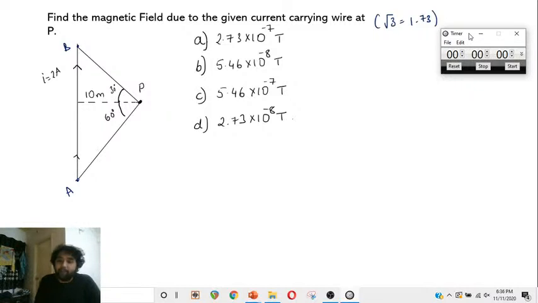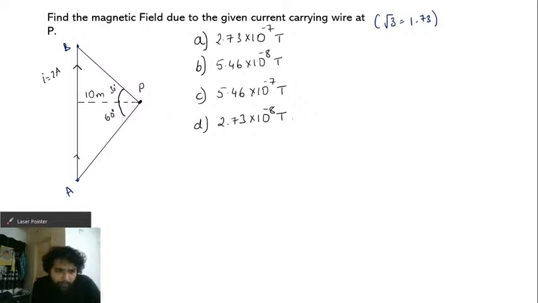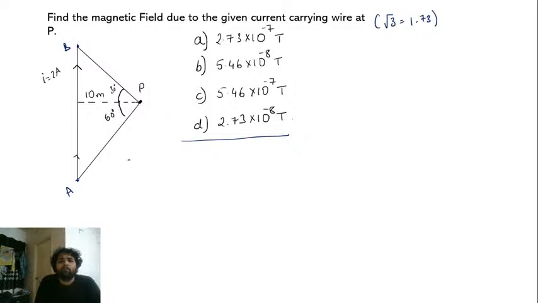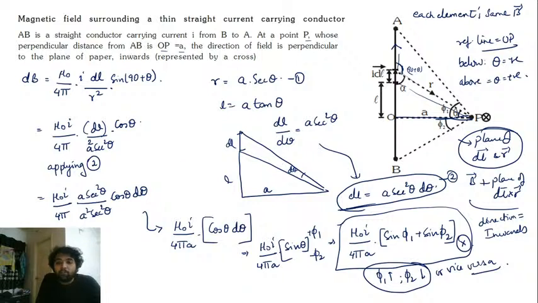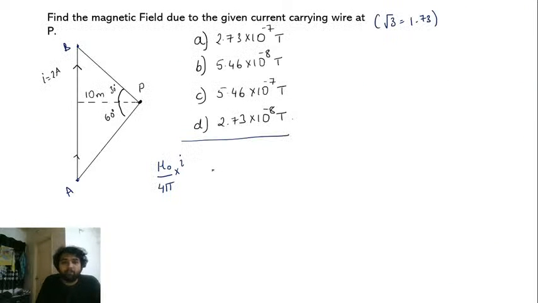All right, time's up. Great job, those who have finished it within time. But those who have not finished it, you need to be a little quicker today, because this is an easy question. Okay. So the solution will be what? सीधा formula substitute कर दो. What is the formula we got? mu naught I by 4 pi a into sin phi 1 plus sin phi 2. So break it down into such compartments so that it will become easy to solve.